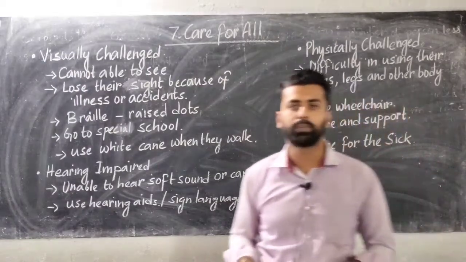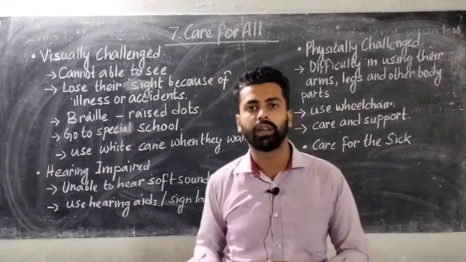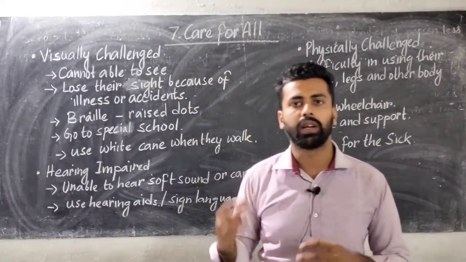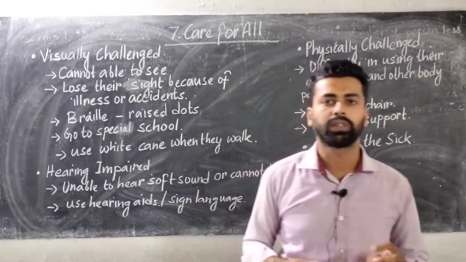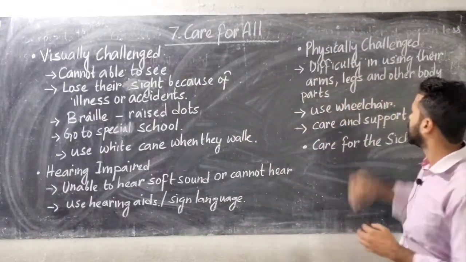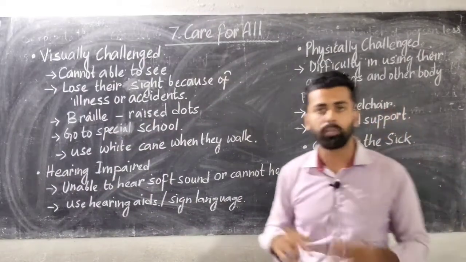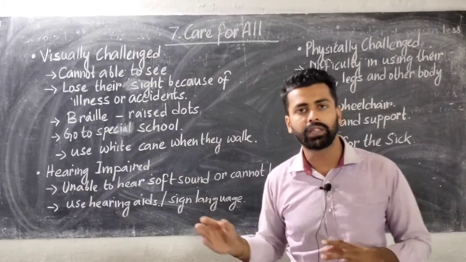Okay, next you have physically challenged persons. Physically challenged persons, students, are persons who have difficulties in their body parts or difficulties in their mental health. These kinds of persons are known as physically challenged persons. They have difficulties in using their arms, legs and other body parts. They have difficulties in walking or moving their hands or legs.